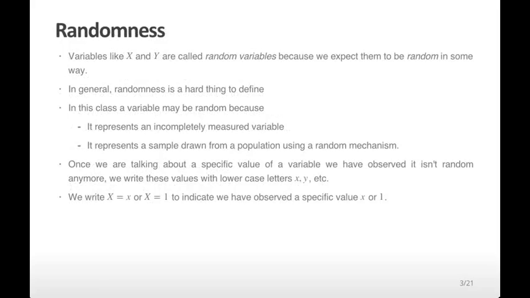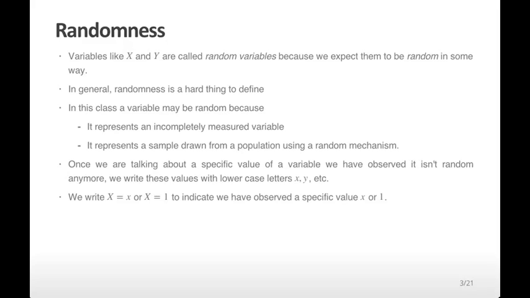Next, we need to talk a little bit about randomness. We need to talk about randomness because most of the data that we will consider in this class will be data that varies from observation to observation or from person to person. And so we're going to let the variables x and y be called random variables because they represent the random observation that we haven't necessarily measured yet. In general, randomness is a very hard thing to define. Statisticians, probabilists, and philosophers have big debates about what is meant by random.